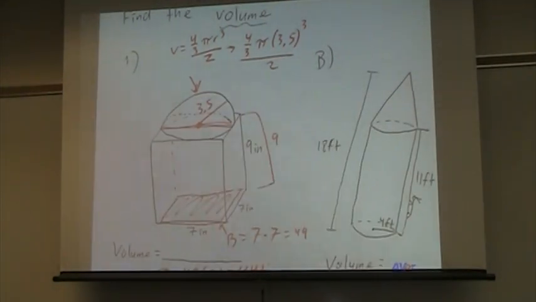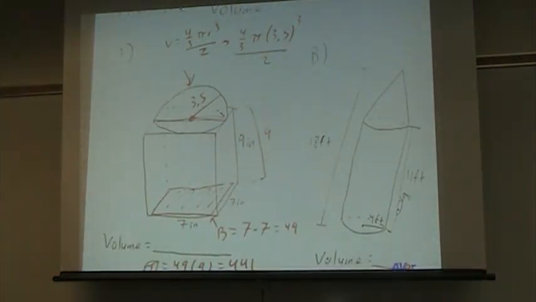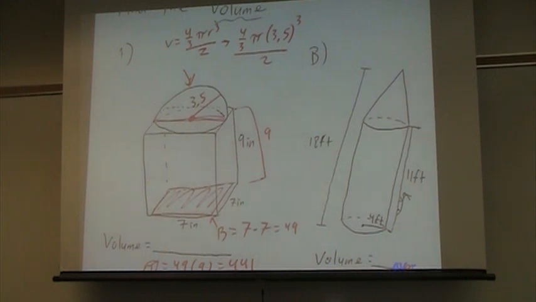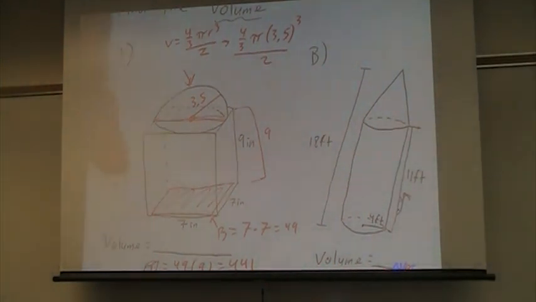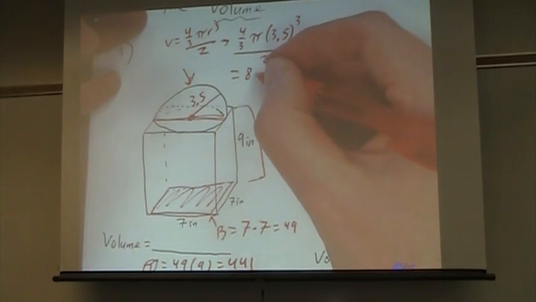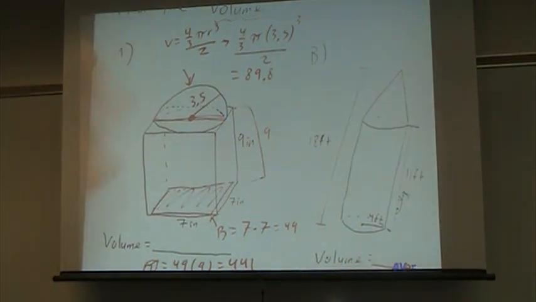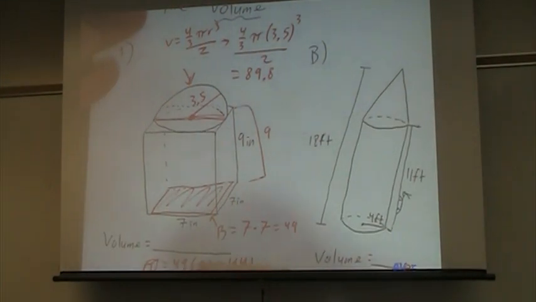Again, lots of stuff to calculate. So we can go 4/3 times pi times 3.5 cubed. Remember, use that little caret button, that guy right there, to get something into the cubes. Hit enter, and then divide by 2. I'm getting, for my volume up here, 89.8. There we go.